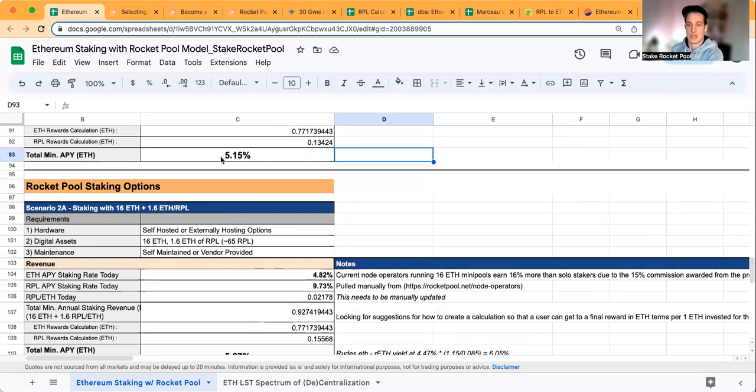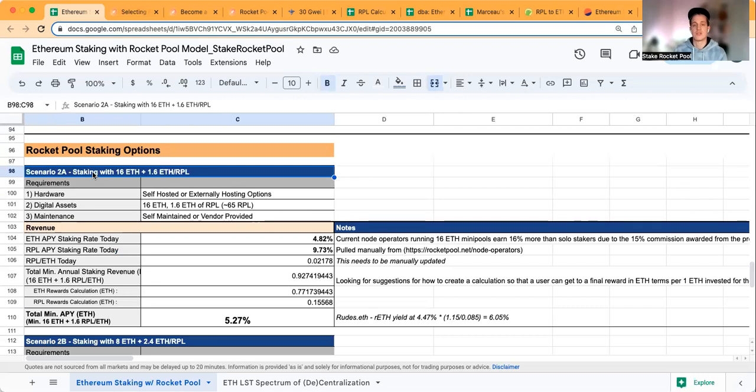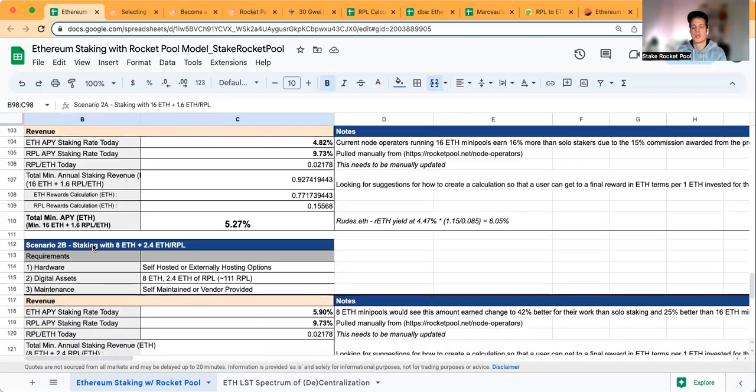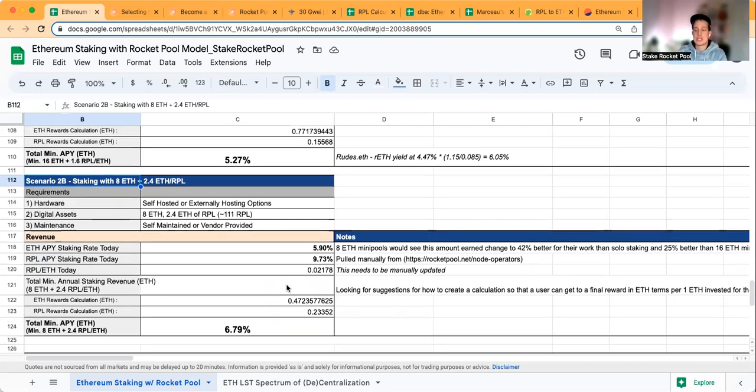So the last part of this is jumping into, if you've already determined you like Rocket Pool, what are the different ways that you might want to stake with Rocket Pool? What's available today is 16 ETH and 1.6 ETH of RPL, but soon we're going to be able to have what are called LEBs, lower ETH bonded mini pools or validators. We only need 8 ETH and 2.4 ETH of RPL. So then we break down this model for how you would be able to get those net returns into ETH.